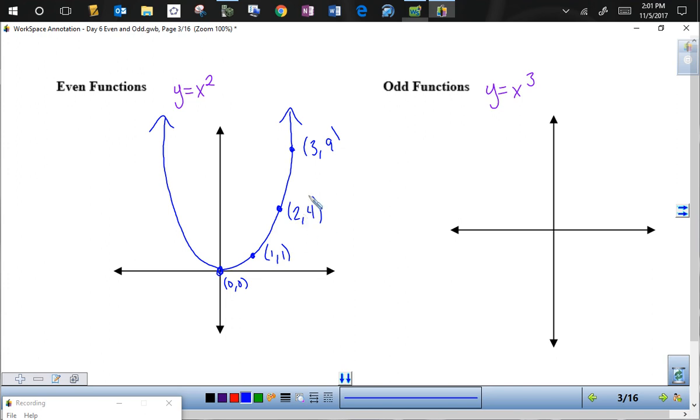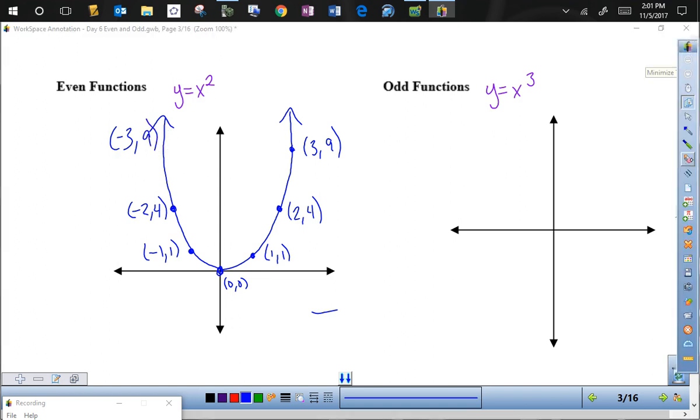Let's get some negative values as well. If I take a negative 1 and I square it, I get a positive 1 again. If I take a negative 2 and square it, I'm going to end up at the same 4 that was over here. And similarly, if I take a negative 3 times a negative 3, I get a positive 9.